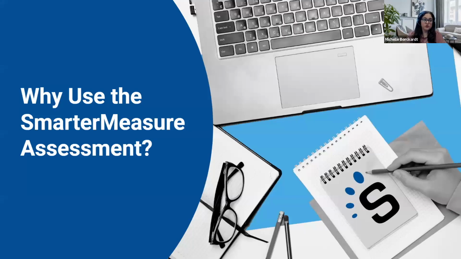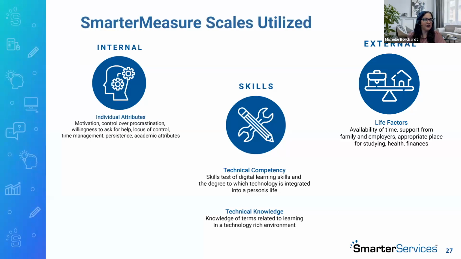So we chose to use the SmarterMeasures assessment as our matching variables. First, because of all of the scales that Mac mentioned at the very beginning. So when we talk about at-risk students and what might make them likely to succeed or not likely to succeed, these are a lot of the characteristics that we're talking about usually.